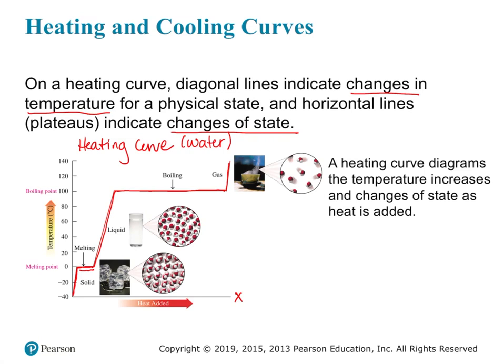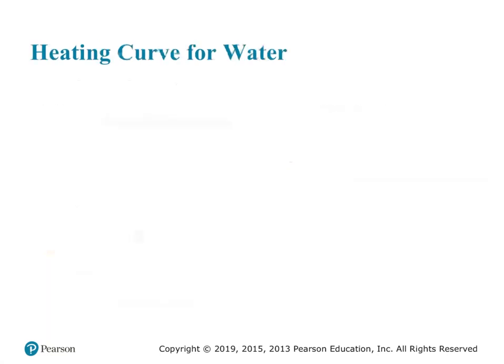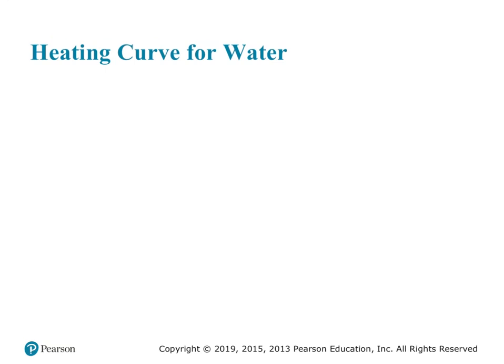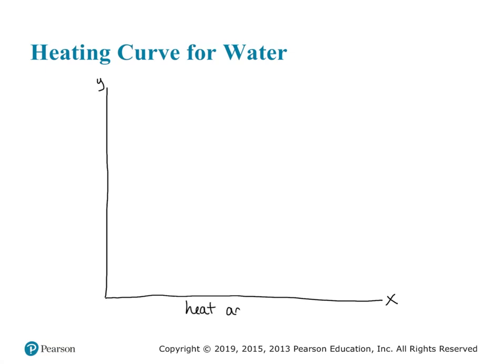Now let's actually draw this out in more detail. So again, for the heating curve for water, we have our y-axis and our x-axis. And the x-axis is heat added, and the y-axis is the temperature in degrees Celsius. Now, of course, you could use other temperature scales, but just for convenience, we're going to use degrees Celsius.